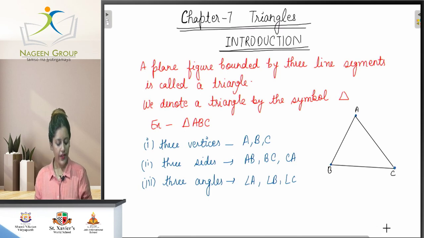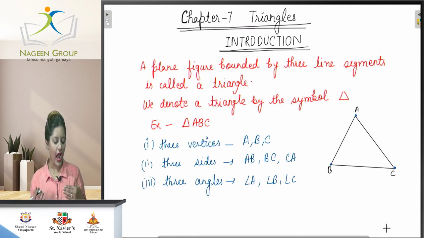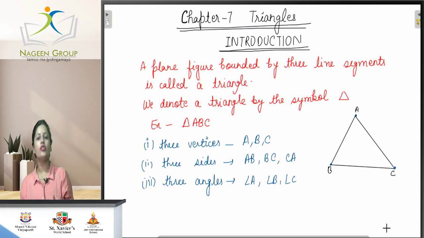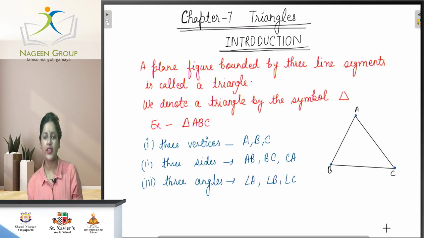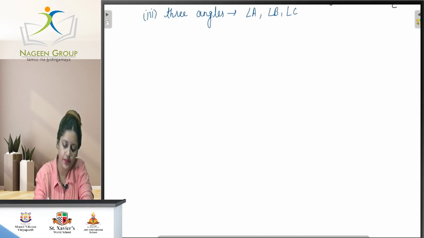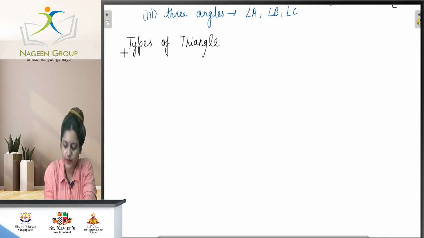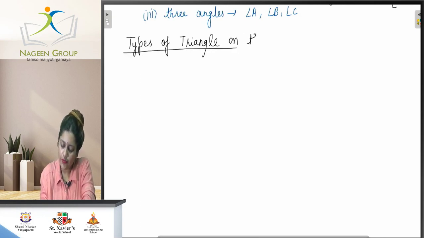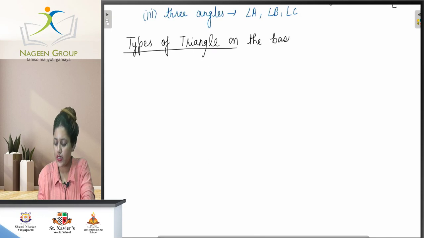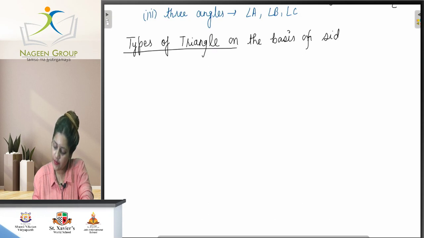Now we are going to learn about the types of triangle on the basis of sides. Means according to the sides, equal or unequal tells us the different types of triangle. So let's study the types of triangle. You have to learn that it is the classification on the basis of sides.